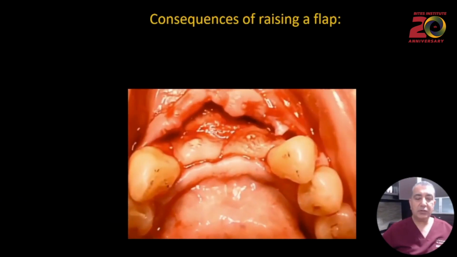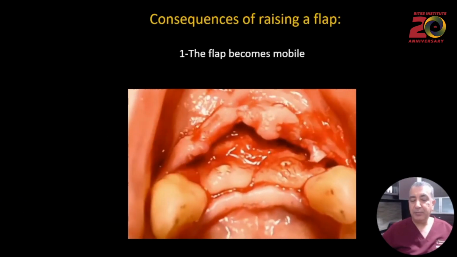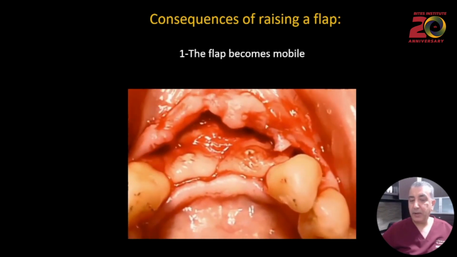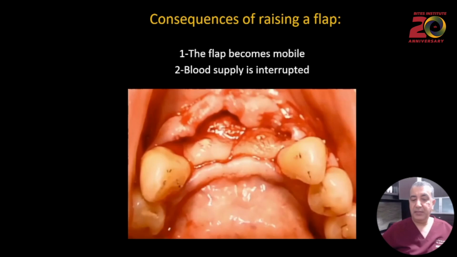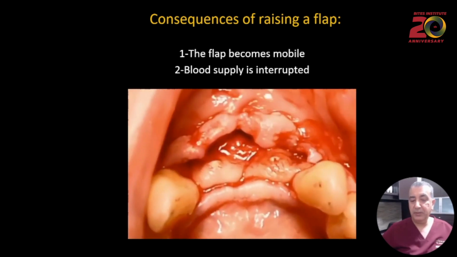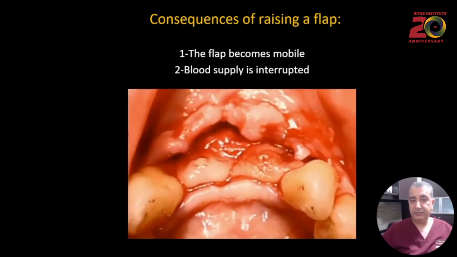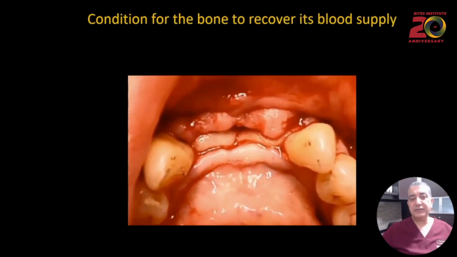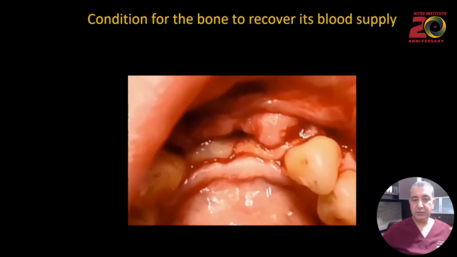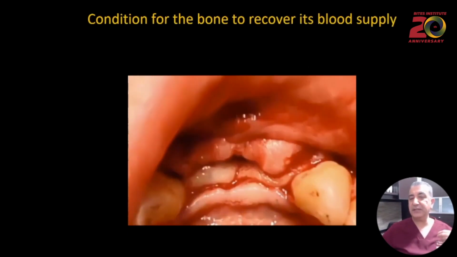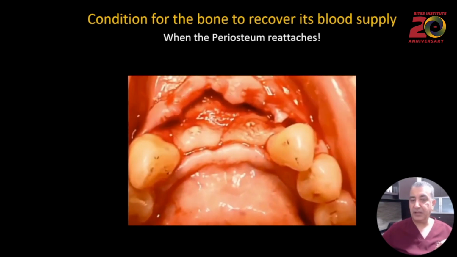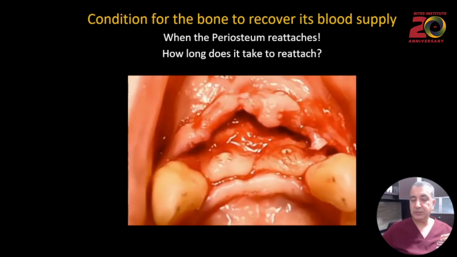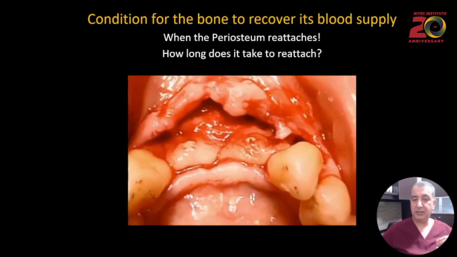So what are the consequences of raising a flap? First, the flap is going to become mobile. And second, the blood supply is going to be interrupted. And that's all because of the mobility and the tension that we have. So after raising the flap, we need to understand the condition for the bone to recover its blood supply. And that happens when the periosteum reattaches. So the next question is, how long does it take to reattach?